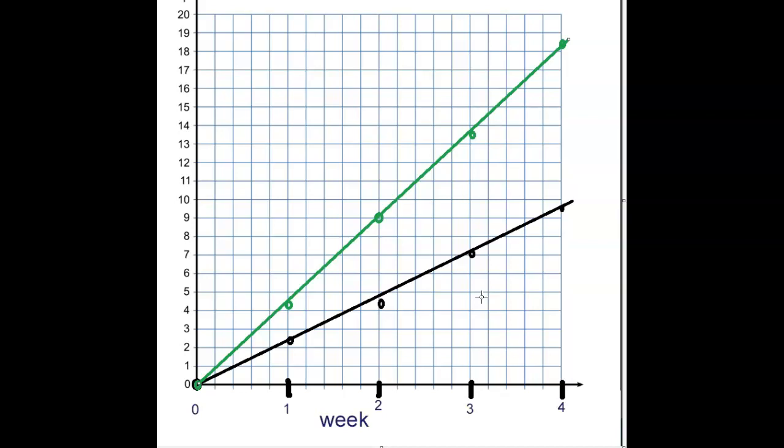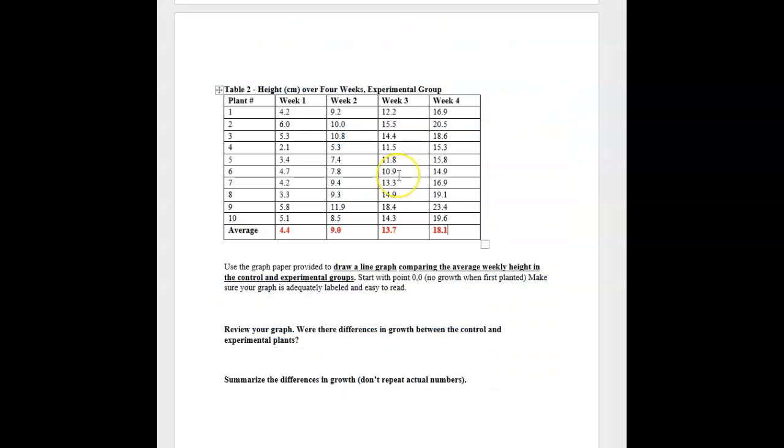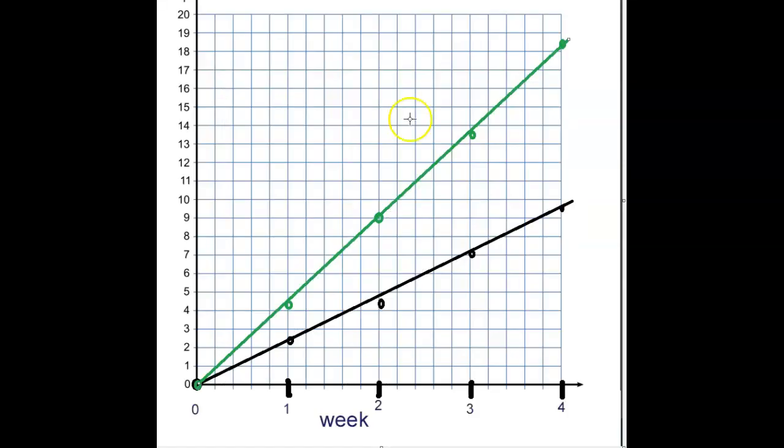So if we return now to our lab write-up, it says use the graph paper to draw a line graph. So that's what we did. Another important thing to note is that you have both lines on the same graph, so you can actually look at them and compare. You don't want two different graphs with different scales. You want to be able to compare your data.